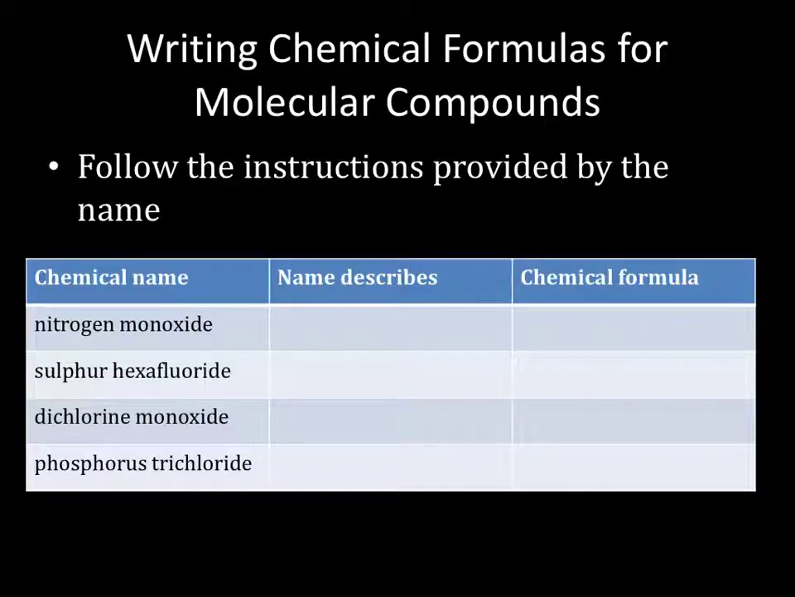Lastly, let's look at how we write chemical formulas for molecular or covalent compounds. So simply, we just follow the instructions provided by the name. So in the first example, we have nitrogen monoxide. This describes 1 nitrogen atom and 1 oxygen atom. So the formula is simply just NO.